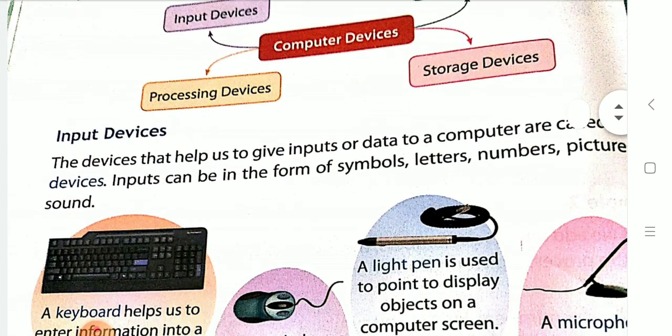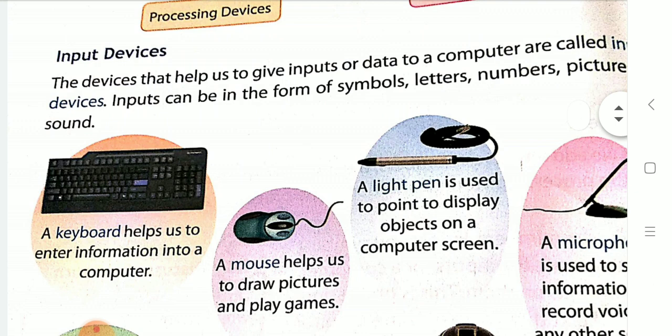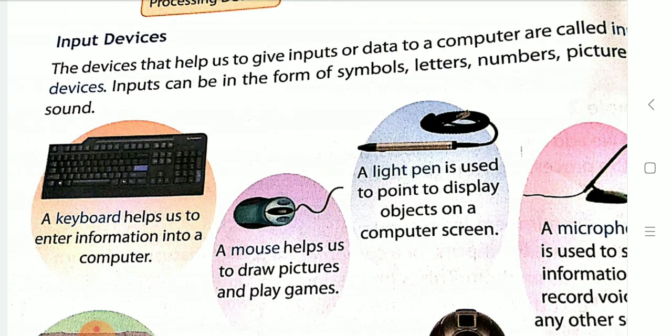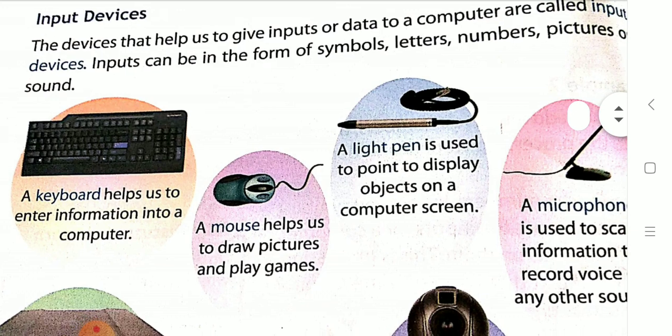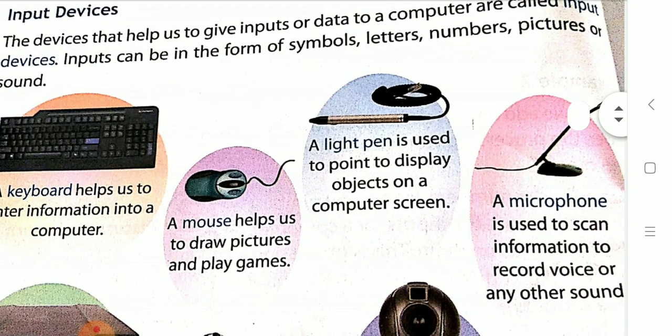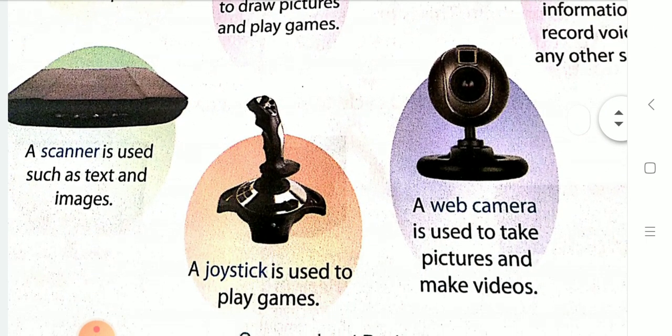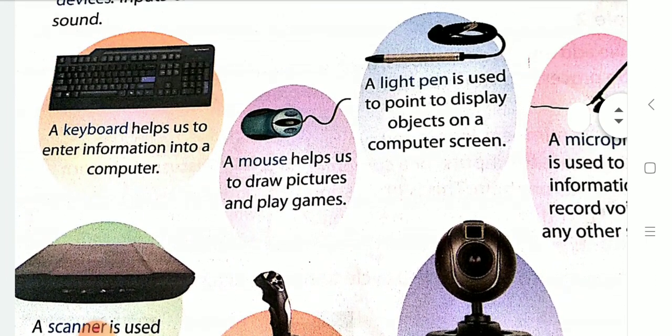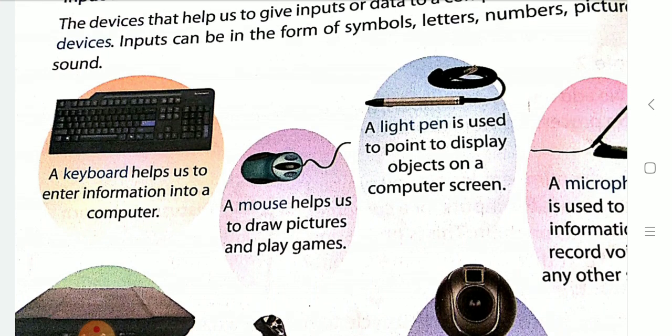Let's learn input device. The device that helps us to give input or data to a computer is called an input device. Input means to enter the data. Input can be in the form of symbol, letter, number, pictures or sound. Here is the picture of different types of input devices: keyboard, mouse, light pen, microphone, scanner, joystick and web camera. These are all types of input devices.